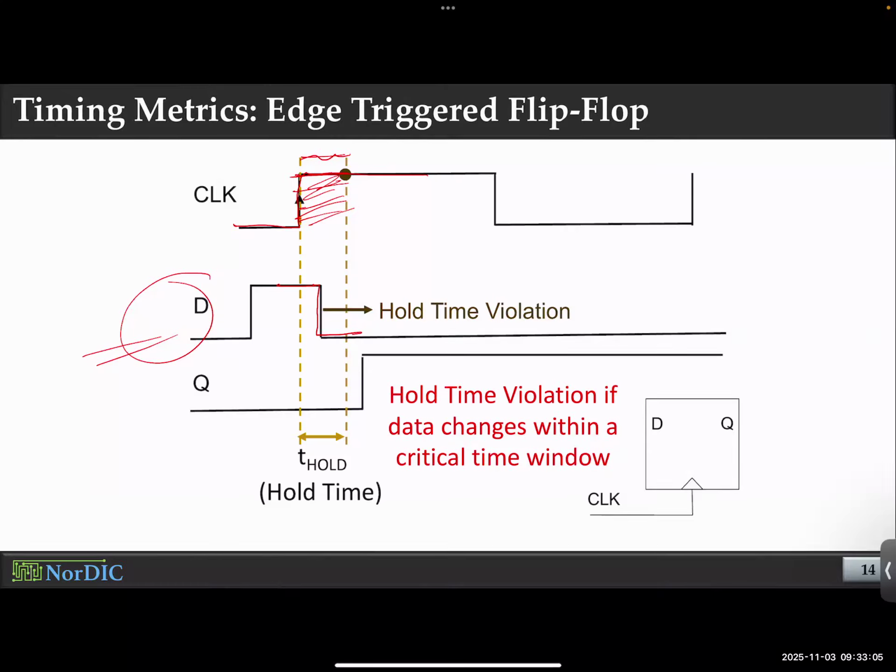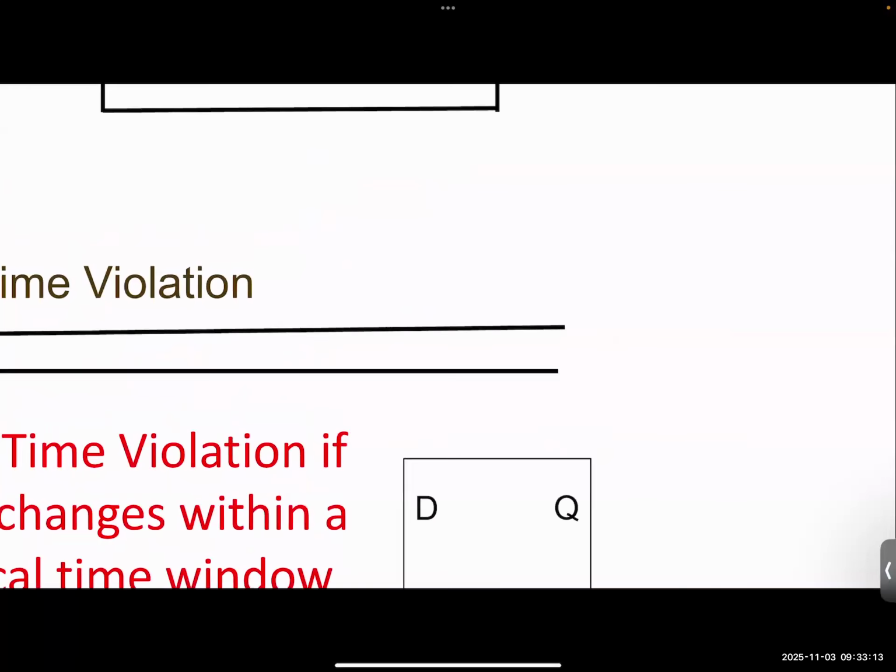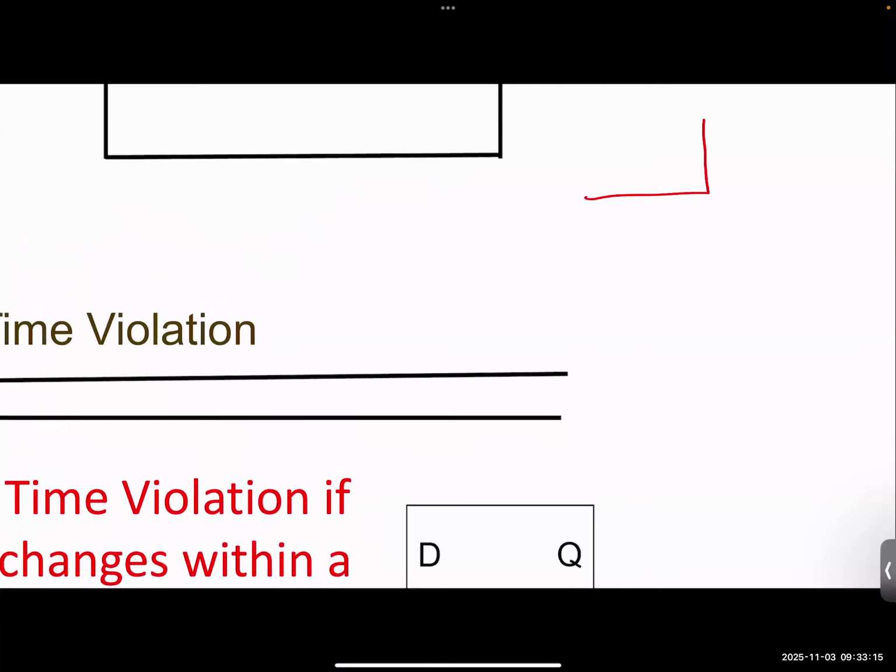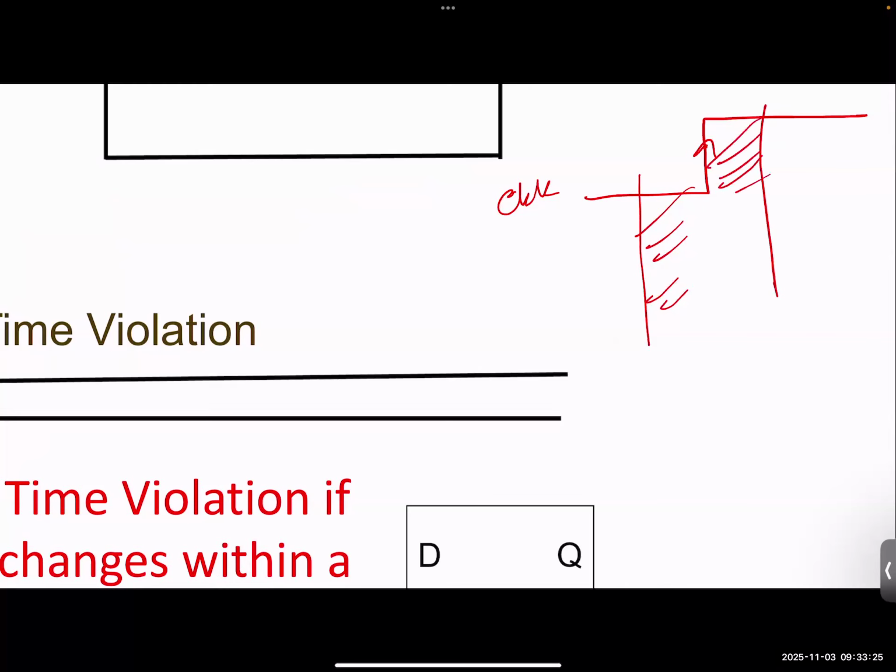During setup time and hold time, your data has to be stable. But okay, let me just draw it from scratch in this section. Imagine you have a clock edge. This is your clock edge. There is a time window before and there is a time window after within which the data shouldn't change.